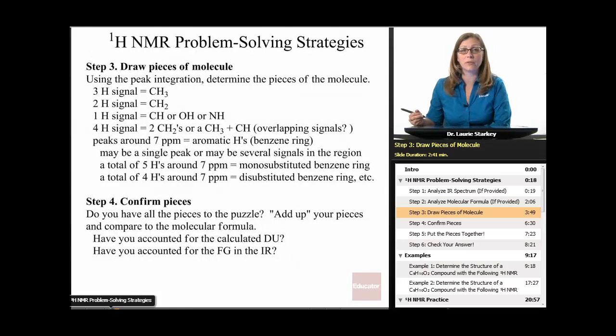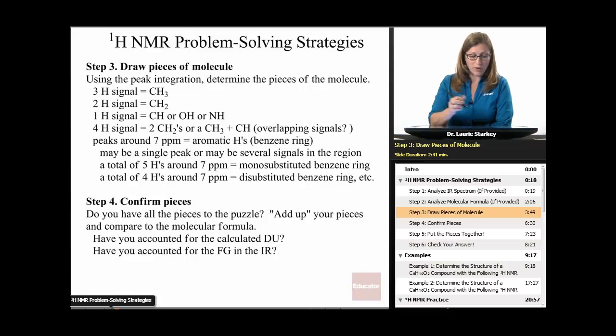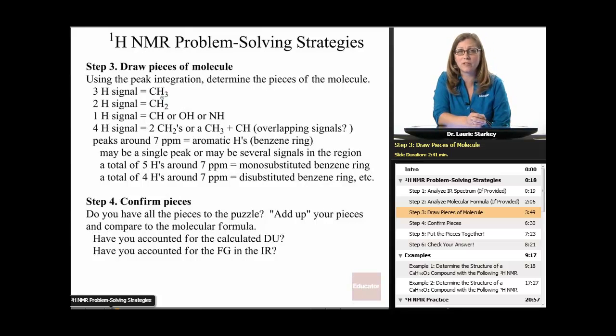The next thing we're going to do is draw out the various pieces to our molecule. We're going to be using the peak integration, the size of each peak, to tell us how many hydrogens there are in each. So for example, if you see a signal that has 3 hydrogens in it, let's assume that's a CH3, because it's possible to have 3 hydrogens coinciding some other way other than a methyl group.